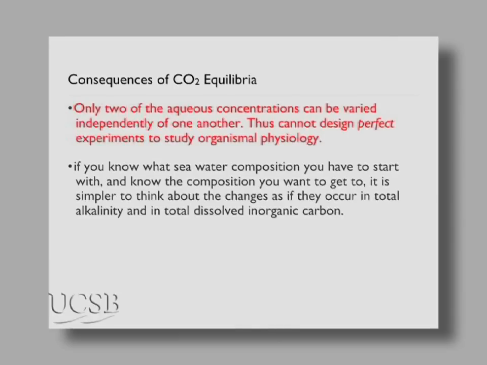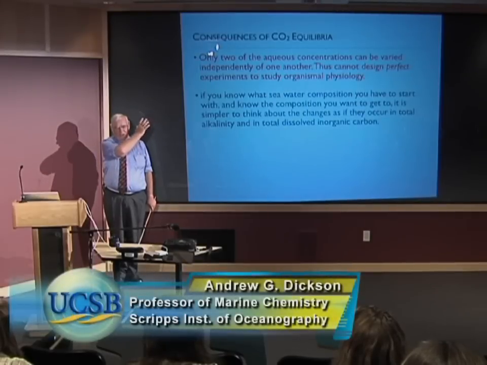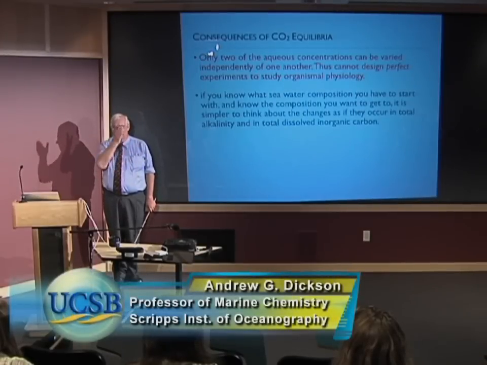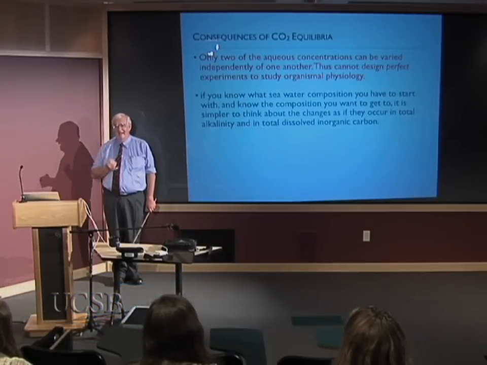If you know the seawater composition you have to start with and know where you want to go to, it's much easier to think about the changes as though they occur in total alkalinity and total dissolved inorganic carbon, because those are essentially straight line shifts on that plot. Whereas those shifts on the other kind of plot I showed you clearly have a lot of curvature. It's not straightforward to say, okay, how much PCO2 should I be going to? Should I be adding, changing?